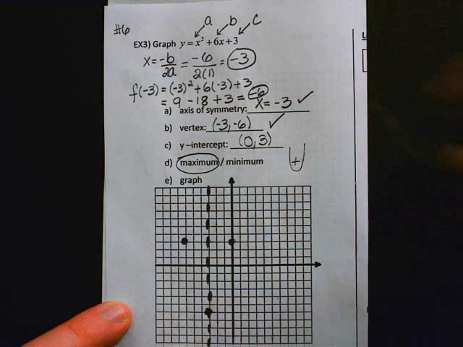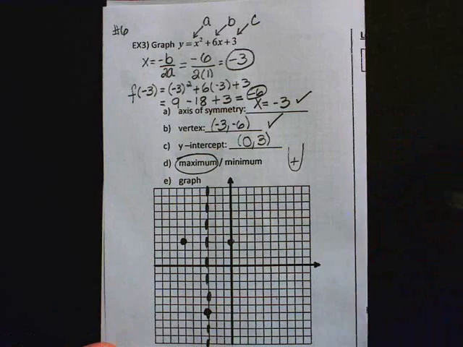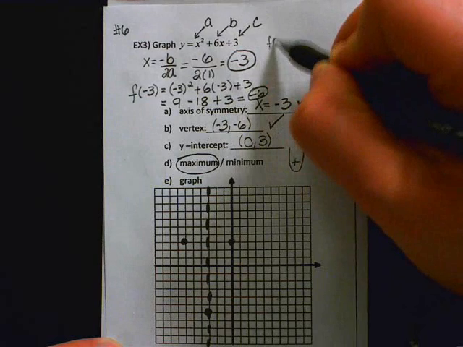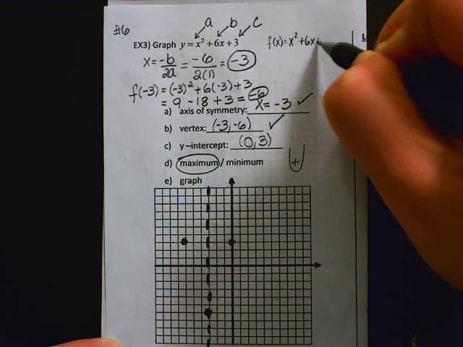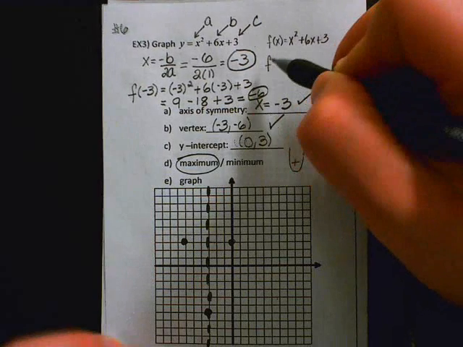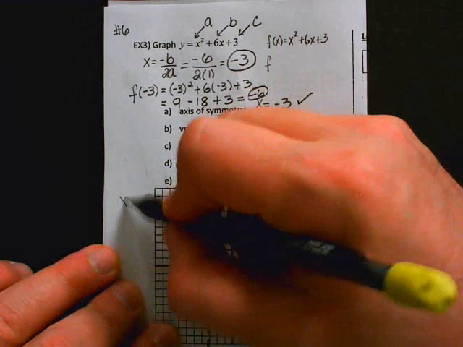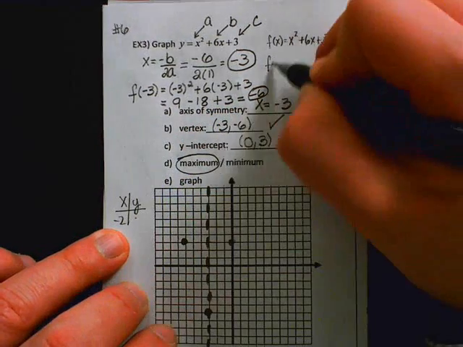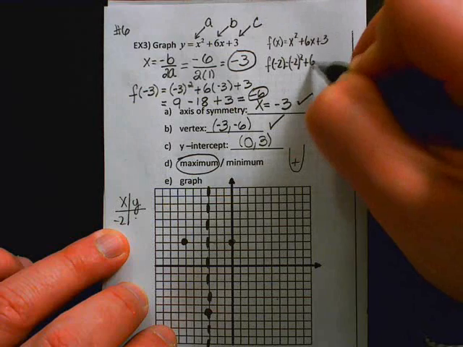Alright, now let's find another point on the line. So let's pick a number between these two. So let's say I'll pick -2. Okay, let's try it over here. I have f of x equals x squared plus 6x plus 3. And we said -2, right? Because we're going to make a table and we're looking for the y value when x equals -2. So we're going to have -2 squared plus 6 times -2 plus 3.